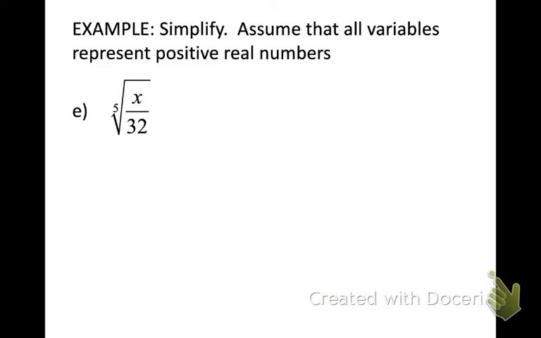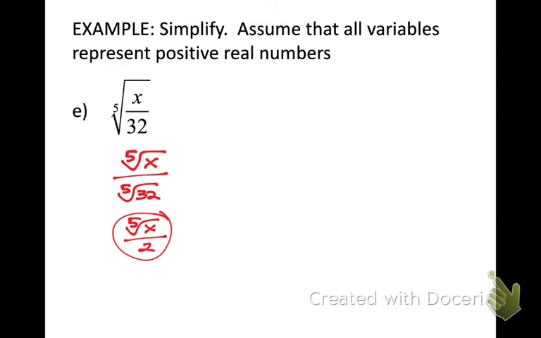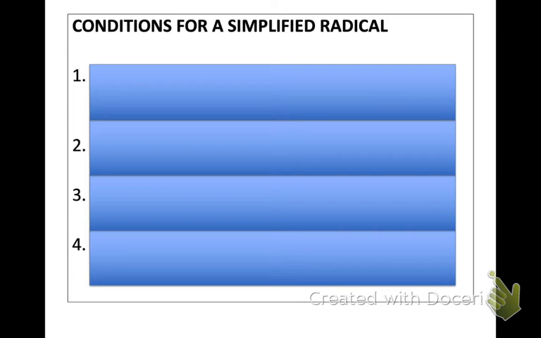All right, now we've got some variables in play. The fifth root of x over 32, so that becomes the fifth root of x over the fifth root of 32. Using my calculator to come up with the fifth root of 32, I'm assuming that's going to be 2. It is 2. The fifth root of x does not simplify, so we get the fifth root of x all over 2. All right, so now those were quite easy because there wasn't too much simplifying that was necessary to do.